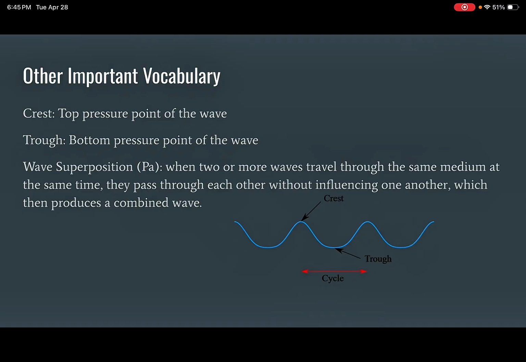Some other important vocabulary to note is our crest, which is the top pressure point of the wave, our trough, which is the bottom pressure point of the wave, and wave superposition. That's measured in pascals. Now, oftentimes, your wave superposition varies on the units for amplitude. So in this case, we're using pascals for our amplitude, so we're going to use pascals for our wave superposition. So wave superposition is when two or more waves travel together through the same medium at the same time. They pass through each other without influencing one another, which then produces a combined wave. Now we can see in this diagram we have our crest, which is the top of the wave, and our trough, which is the bottom.